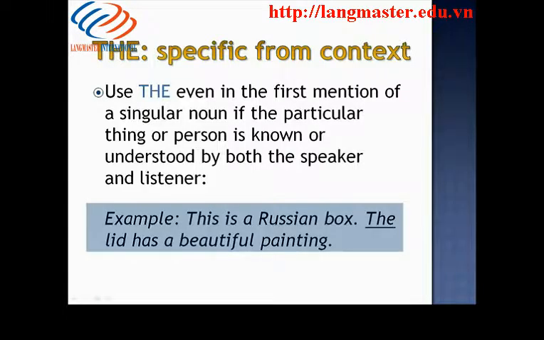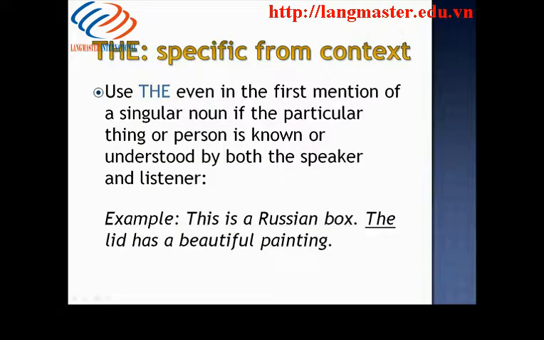For example, you heard me say, "This is a Russian box. The lid has a beautiful painting." I say lid for the first time. I use the definite article the lid. Why? Because you know what I'm talking about. You understand which specific lid I'm speaking of. The lid of this Russian box.